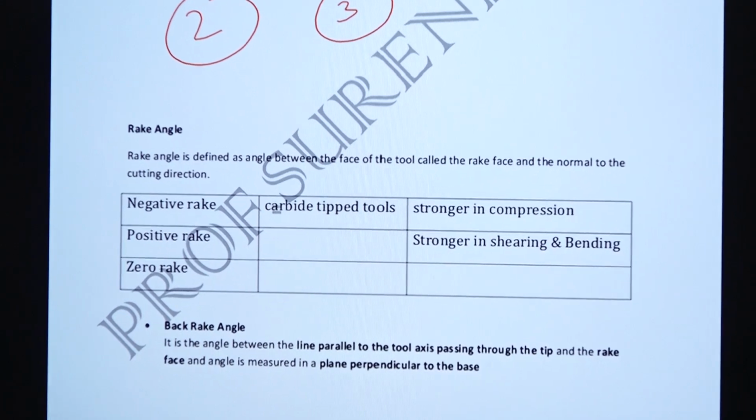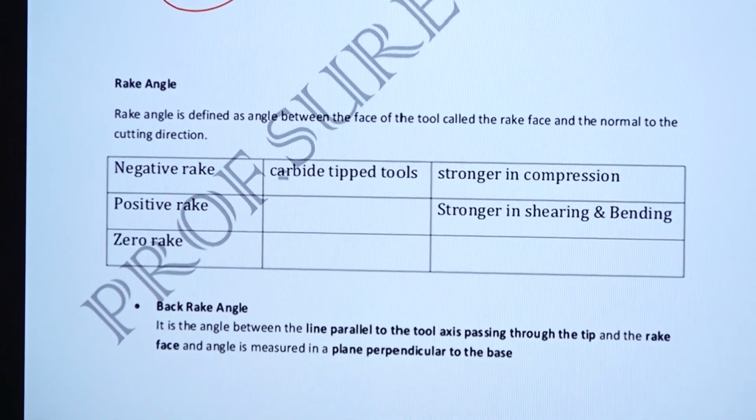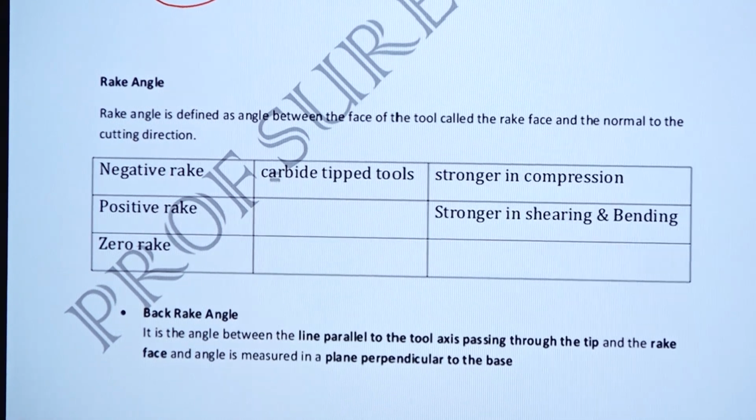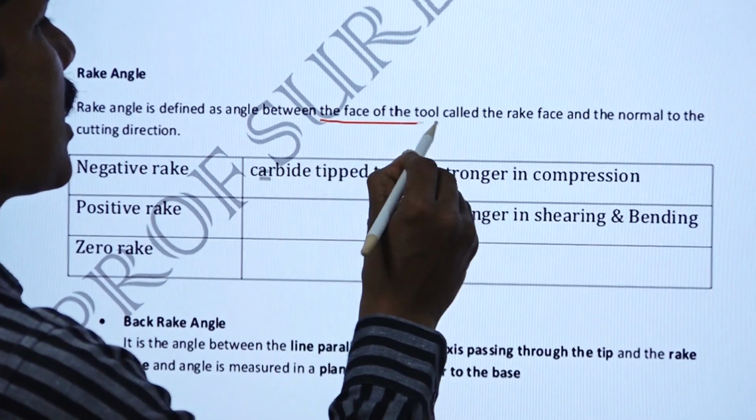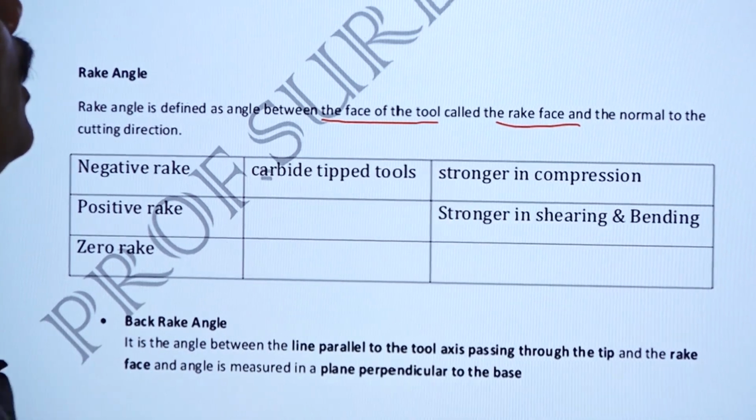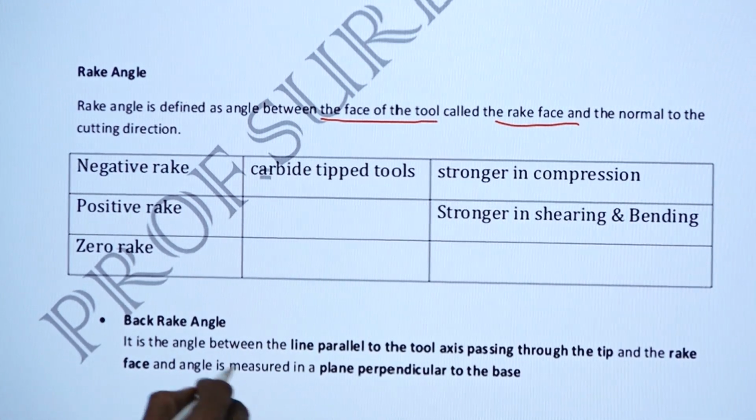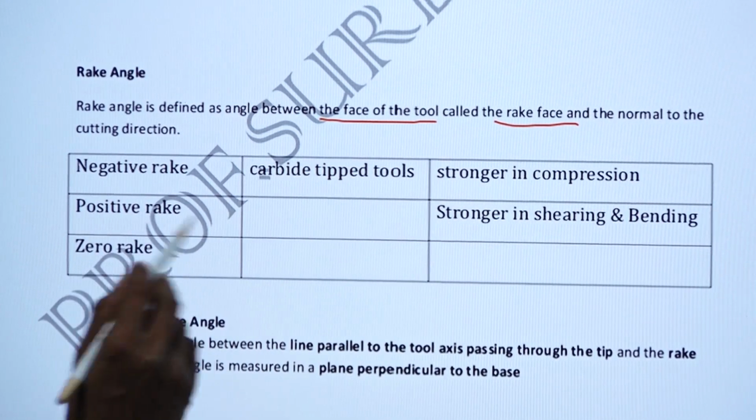Rake angle. How will you define the rake angle? Whenever you define an angle, it has to be defined between two faces. So it is between the face of the tool and the rake face. The rake face is normal to the cutting direction.